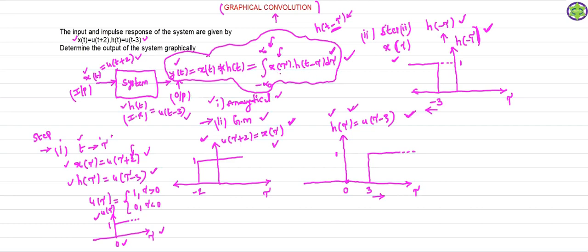In the process, x of tau I already found out. So h of t minus tau I am going to find out, because I am going to multiply these two signals, x of tau and h of t minus tau. The result of this multiplication I am going to integrate with respect to d tau, that is our convolution operation. In the process of finding h of t minus tau, I found h of minus tau, which is nothing but the folding operation, or time reversal operation, of h of tau.